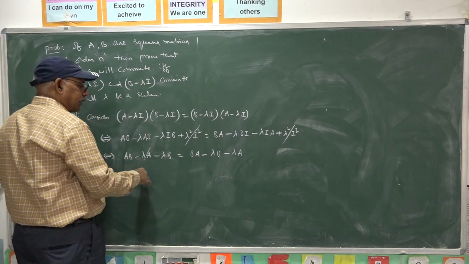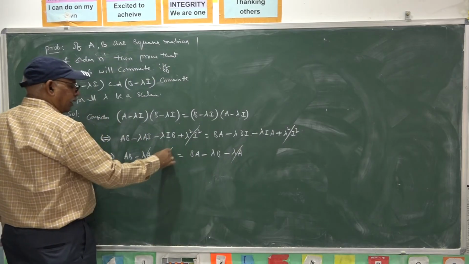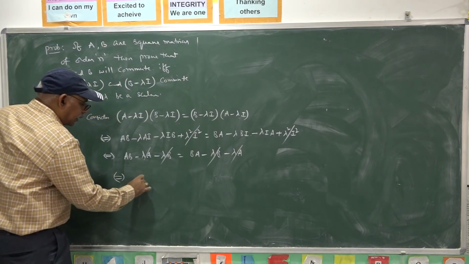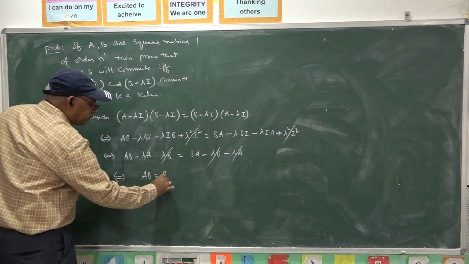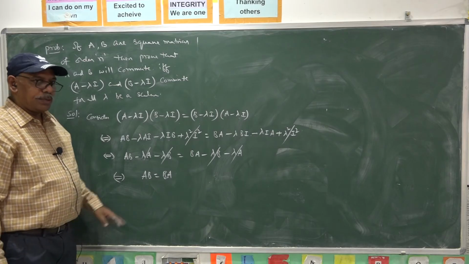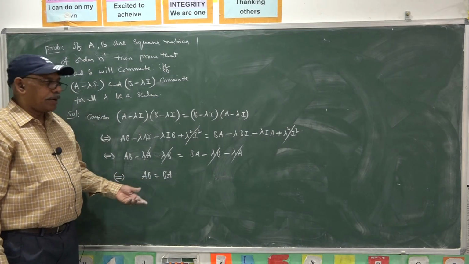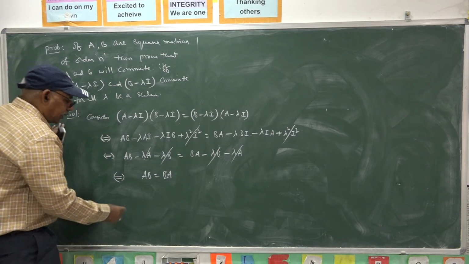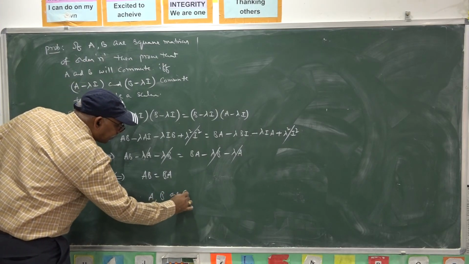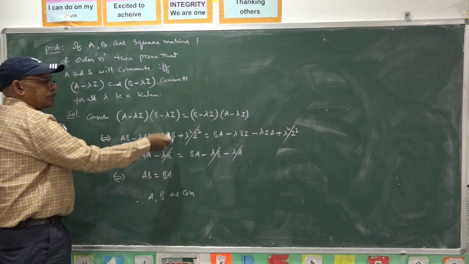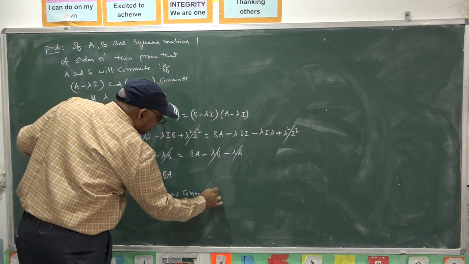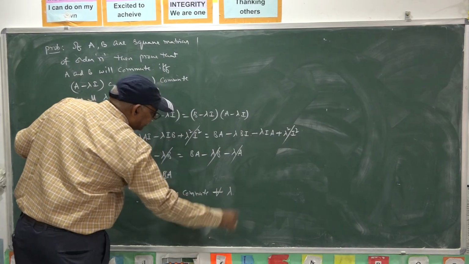Now you can cancel both sides lambda A and lambda B. That implies AB equal to BA. Both A and B commute. So therefore, A, B commute. For all values of lambda it is valid. Commute for all lambda.